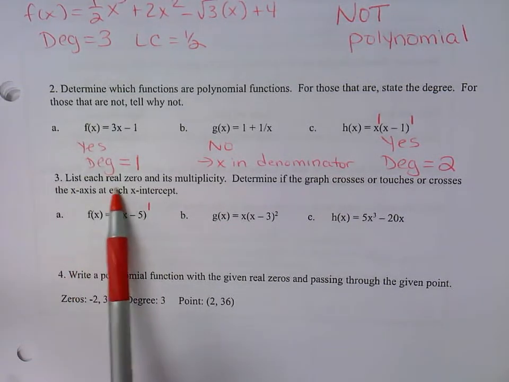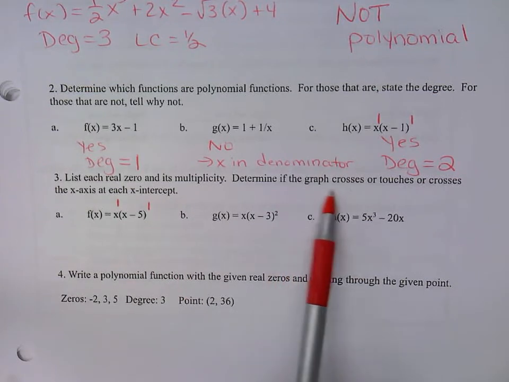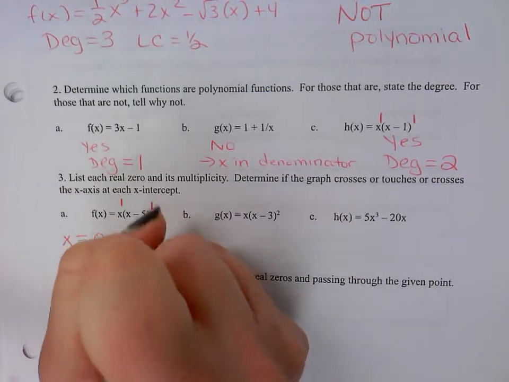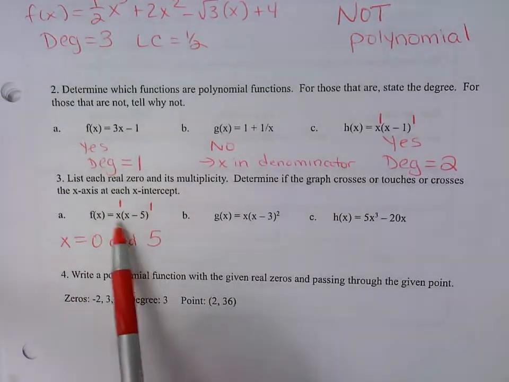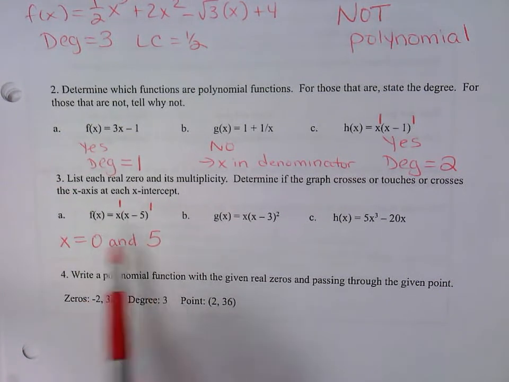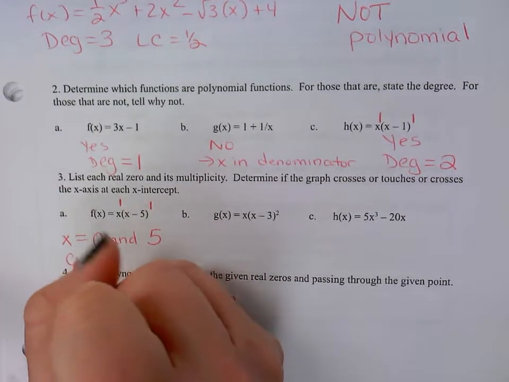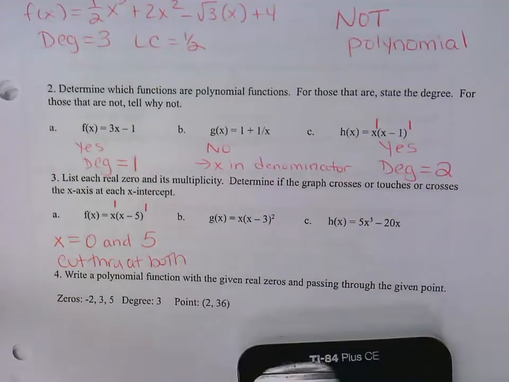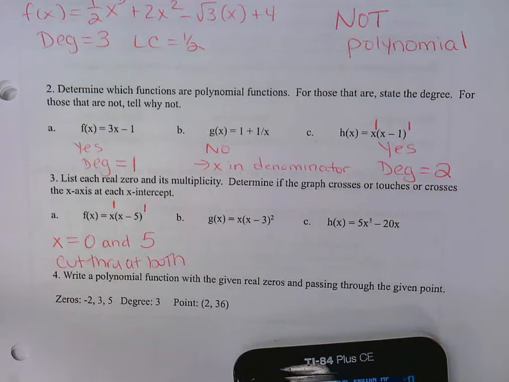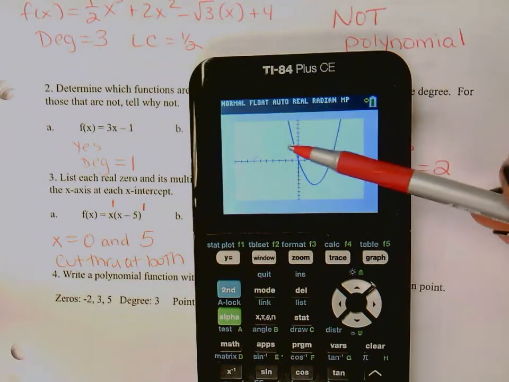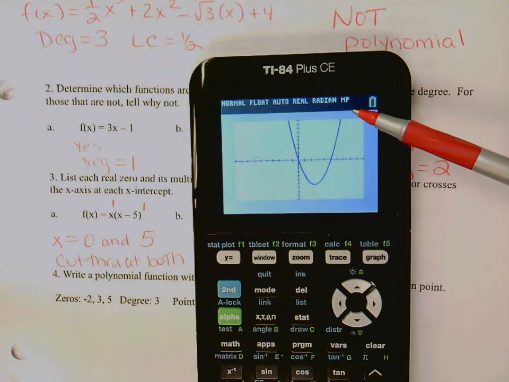So it says find each real zero and its multiplicity, determine if the graph will touch or cross the x-axis. So my two x-intercepts are 0 and positive 5, because x would be 0 here and x would be 5 here. And the multiplicity is odd for each of them, right? So it's going to cut through at both. And if we look at what the graph looks like, I'm graphing x times x minus 5. So we're looking for it to cut through the x-axis and then cut through the x-axis.